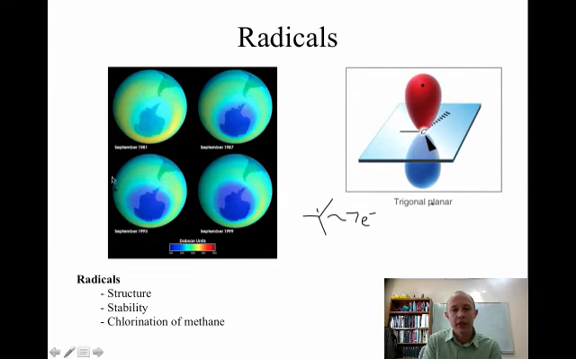I put this picture here of the hole in the ozone layer above Antarctica because radical reactions of these chlorofluorocarbons are responsible for the degradation of the ozone layer. So in order to understand those reactions, in order to understand the environmental consequence of radical species, we need to understand their structure and factors that lead to stability or instability of radicals, and then we'll introduce one reaction of radicals, which is the chlorination of methane, which is industrially useful.